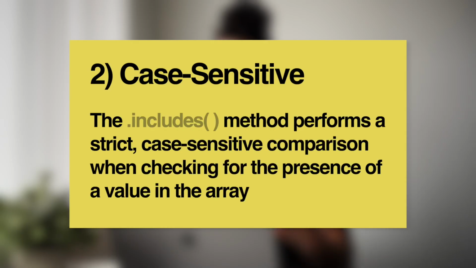Number 2 is case-sensitive comparison. The includes method performs a strict case-sensitive comparison when checking for the presence of a value in an array. This means it will only return true if the element that's being searched for is an exact match. If you want to perform a case-insensitive search, you'll need to convert all of the elements to a common case. So for example, lowercase, before using the includes method.